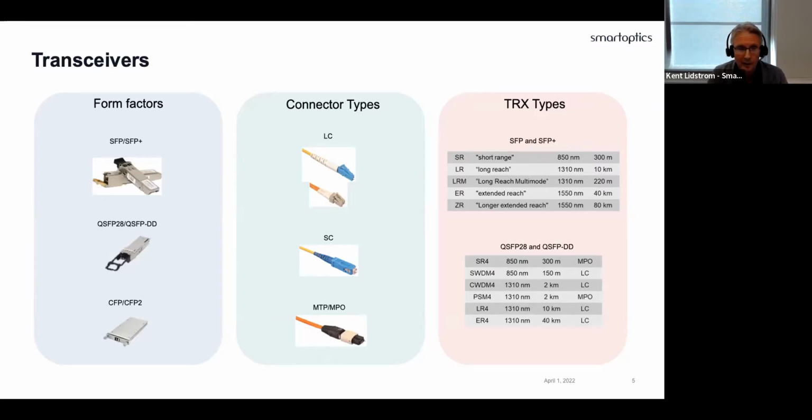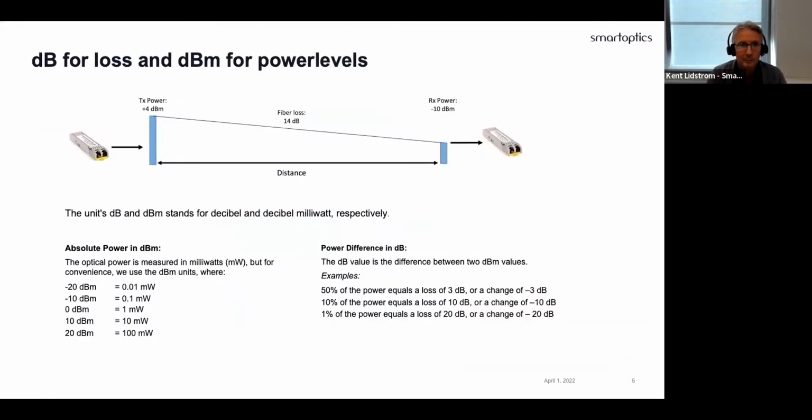Then if we jump to the next slide, I will use some terminology here when I talk about some of the capabilities with dB and dBm. So the units dB and dBm stand for decibel and decibel-milliwatt. The absolute power is measured in dBm. I know that this is probably something you're very familiar with, but if we look at 0 dBm, that's the equivalent of 1 milliwatt.